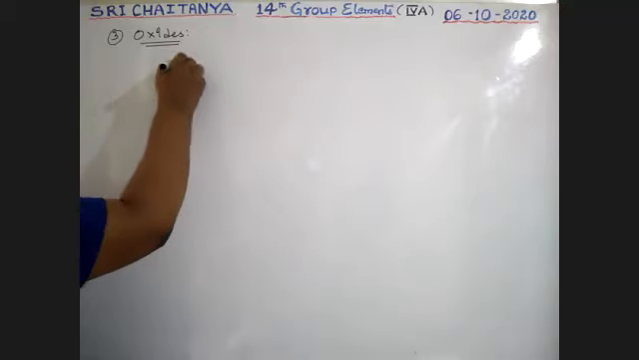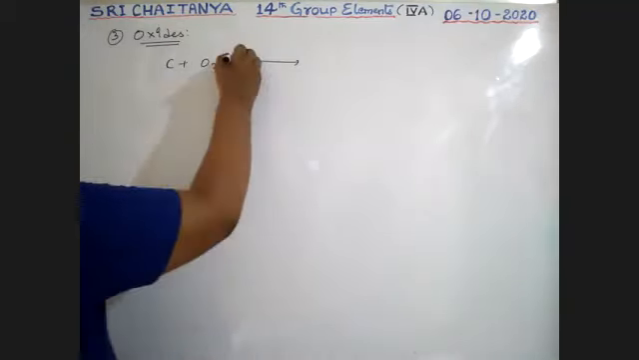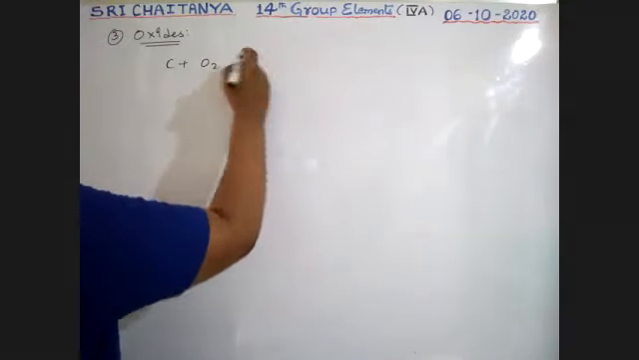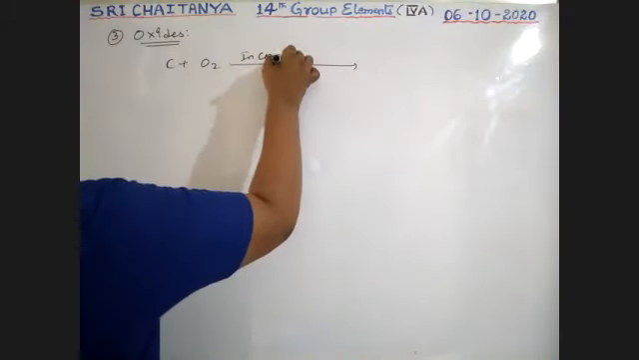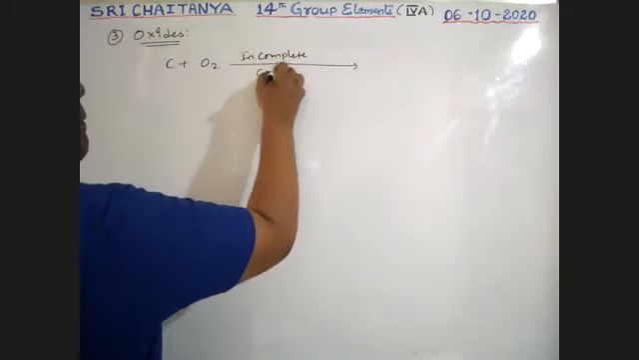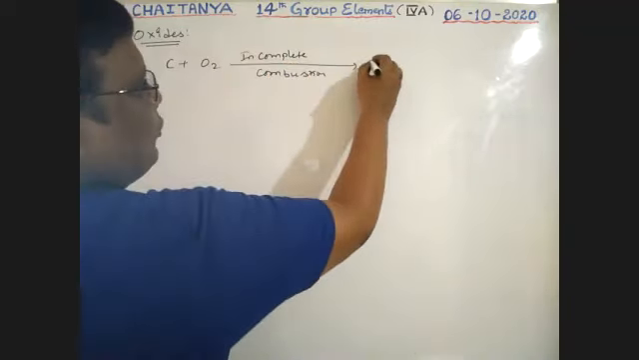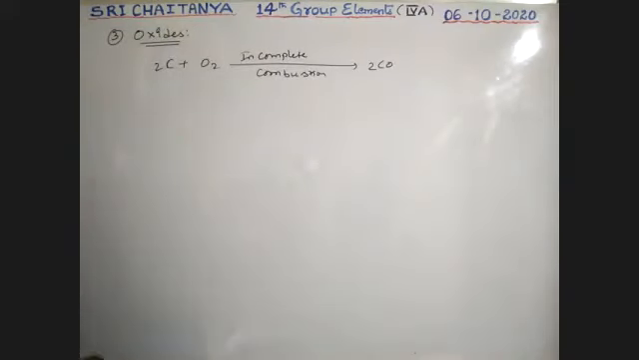Carbon monoxide: the reaction of carbon plus oxygen. That is incomplete combustion, which gives carbon monoxide. Incomplete combustion gives carbon monoxide. It is one of the preparation methods of carbon monoxide.